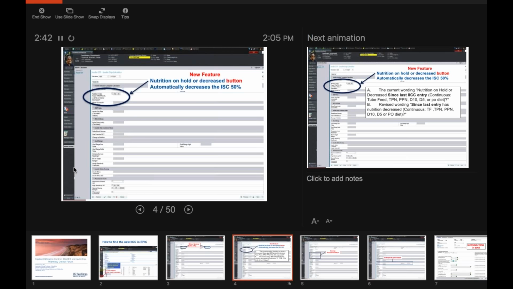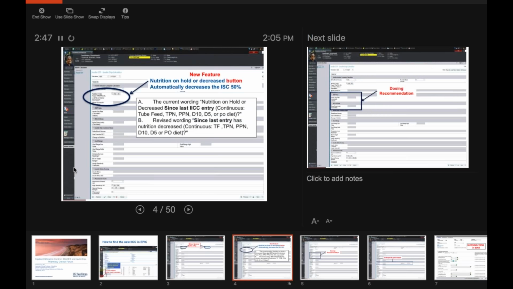We are automating the most common call to pharmacy. But the wording is new and has been a little bit confusing for nurses. So we are about to send out a nursing survey to see if this current wording, which says nutrition on hold or decreased since last entry, and giving them examples of any continuous dextrose source, versus since last entry has nutrition decreased, and having those same examples.